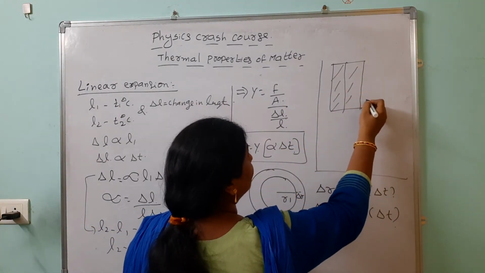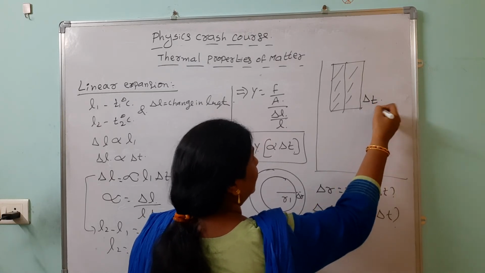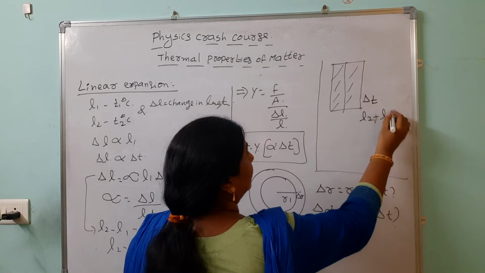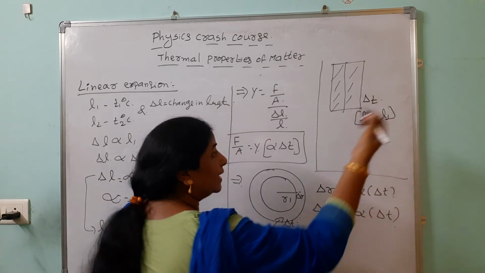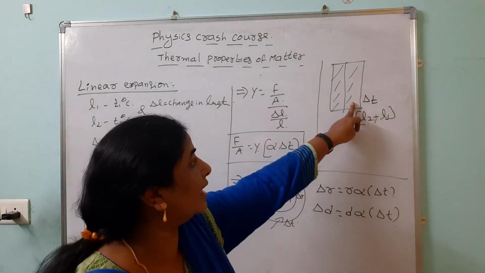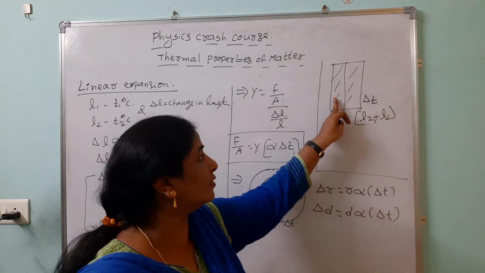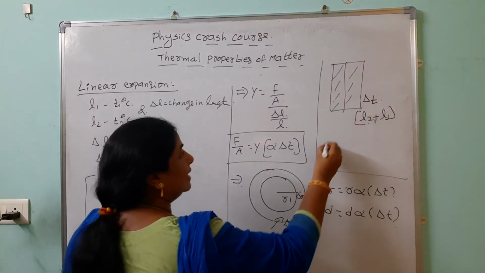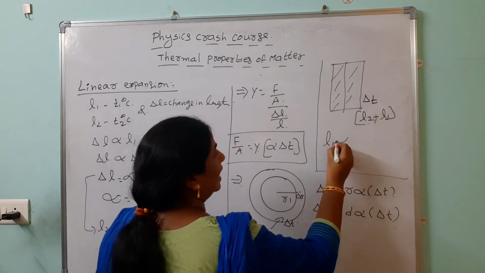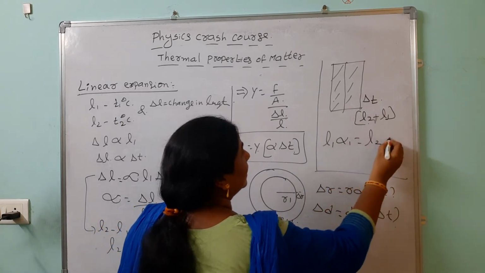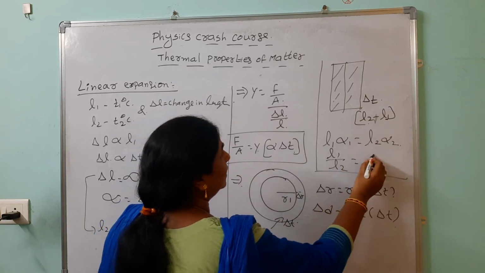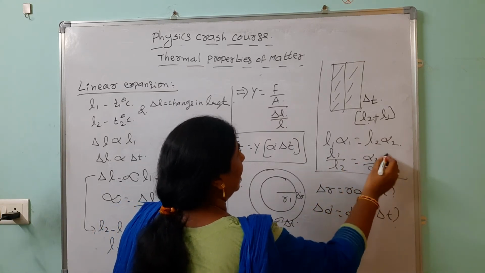Whenever we are increasing the temperature by delta T, then delta L2 minus L1 is also constant. Change in temperature is the same. Suppose here we are giving 20 degrees centigrade, here also 20. So the change in length is also the same, which means that condition will be applicable only for L1 alpha 1 equals L2 alpha 2. From this you can write L1 by L2 equals alpha 2 by alpha 1 also.